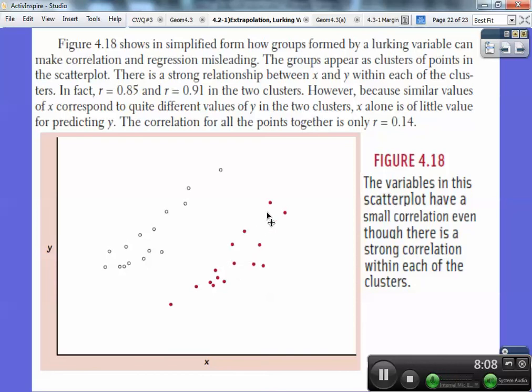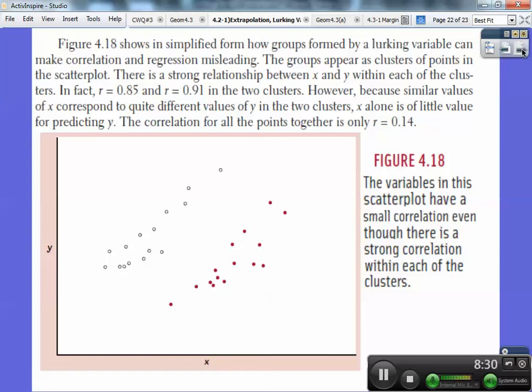However, because similar values of X correspond to quite different values of Y in the two clusters, it's a different value for predicting. So the correlation for all the points together was much smaller. In this figure, the variables in the scatter plot have a small correlation, even though there is a strong correlation within each cluster right there. All right, that one's a little bit harder to see.